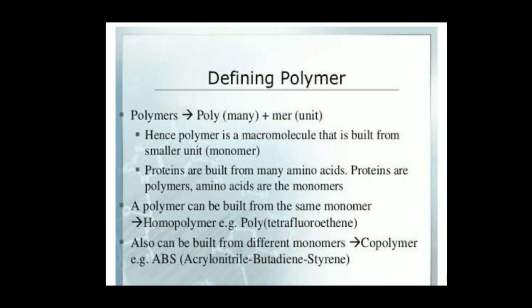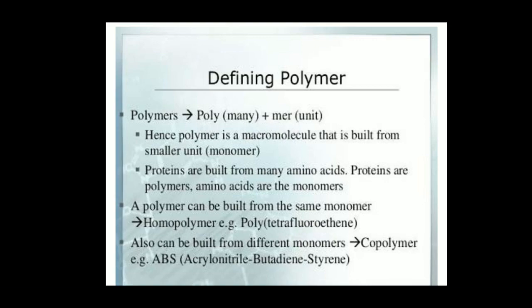Polymer, this word is from the Greek. Poly means many, mer means unit, joined together is called a polymer. Hence, a polymer is a macromolecule that is built from smaller units, so-called monomers. Proteins are built from many amino acids. The proteins are polymers, and amino acids are the monomers.